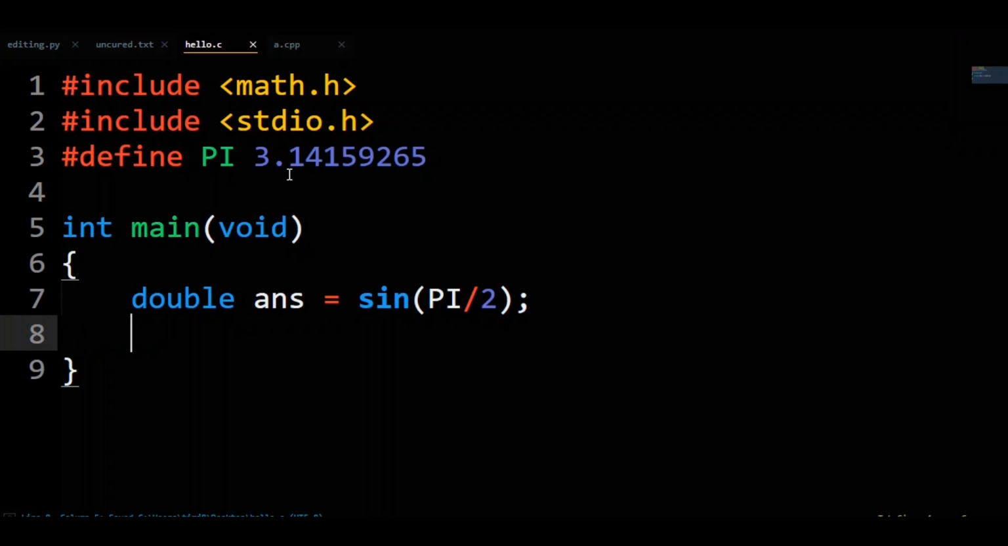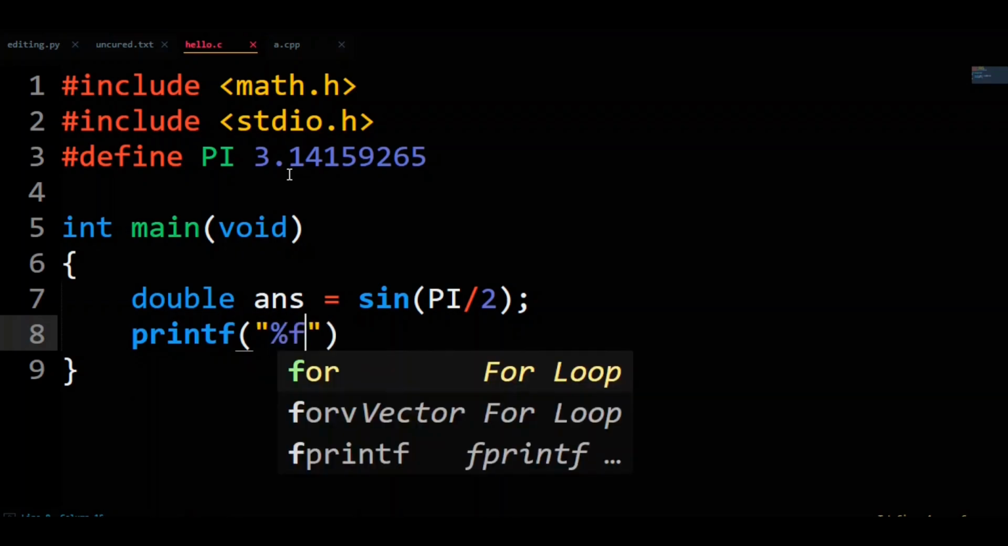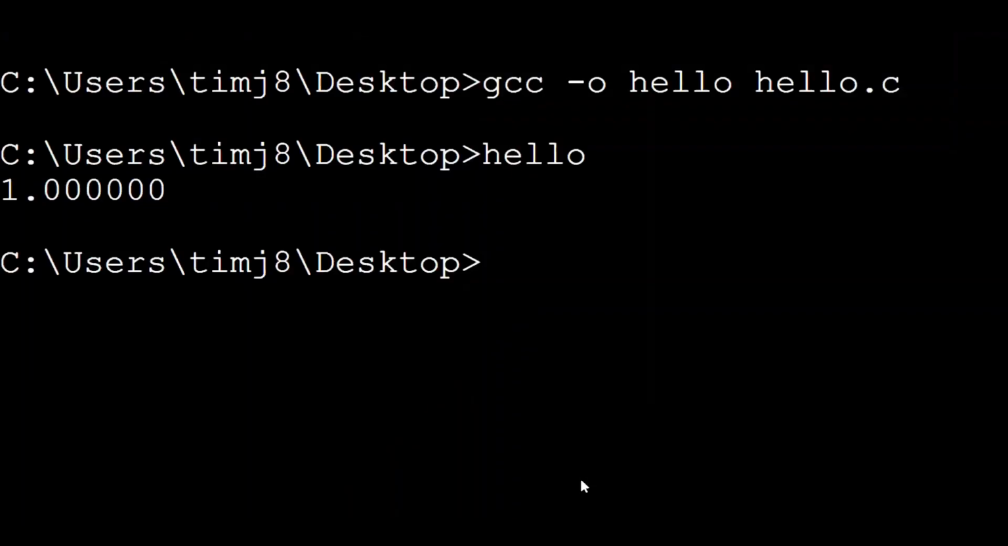Next, we'll print our answer. So, printf, double quotes, %f for doubles, \n, then we will printf ans. If we run this code, you'll see sine of PI on 2 equals 1.